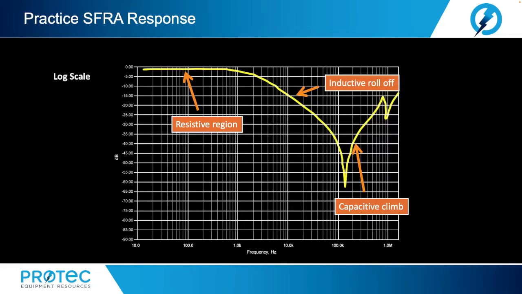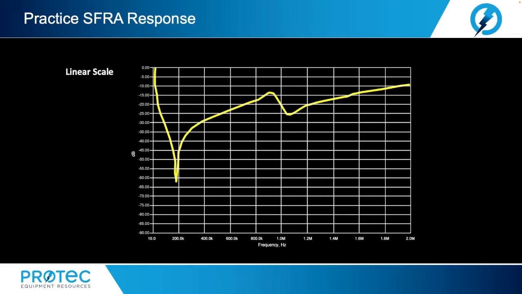The SFRA response for the coil is shown on a log scale. This representation of data tends to highlight low-frequency responses. The same data using a linear scale is shown here. The resonance around 900 kHz are now less dramatic. The linear scale tends to highlight high-frequency responses. The display of data in log and linear formats helps to identify differences between captured traces.